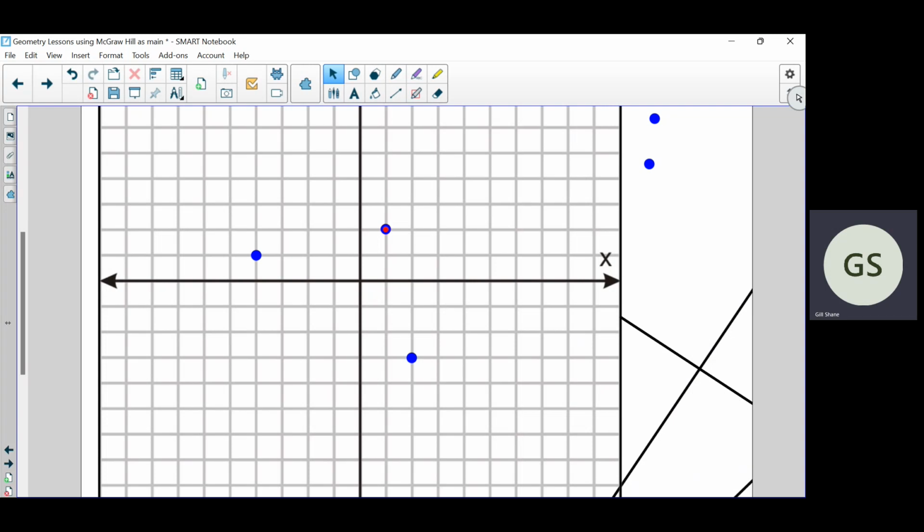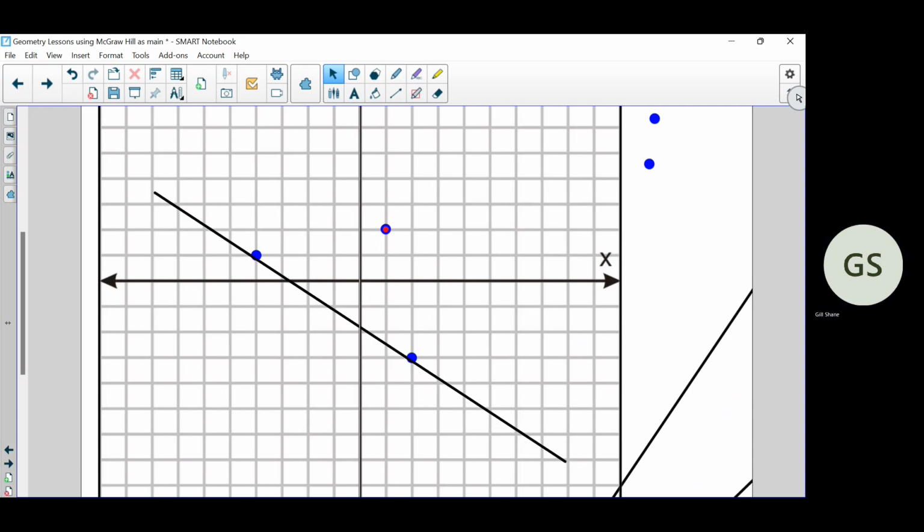Remind me. So I've put the points on the graph. What they're telling you to do is to draw a line between the 2 points. So there's your line. So that's their first step when you're doing the whole process, meaning you're going to find the distance between that point and that line that we just drew.